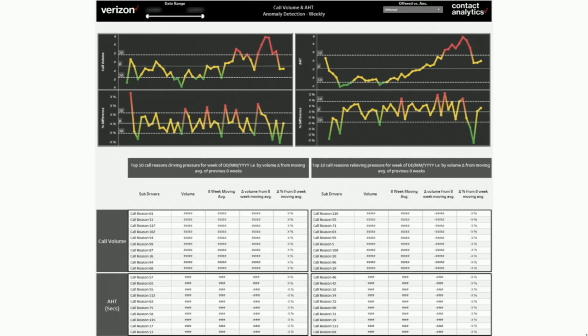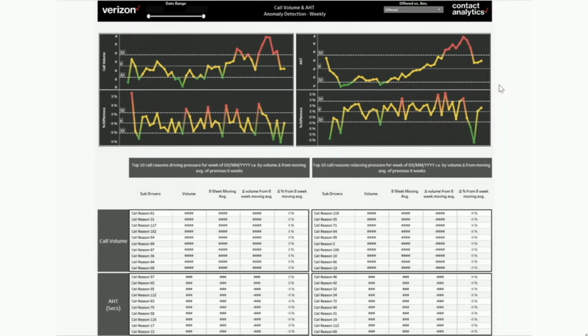And it would detect a bad anomaly when it goes above the standard deviation, and a good anomaly when it goes below one standard deviation of our thresholds. The bottom graphs show you the top 10 call reasons driving pressure for that particular week. So this is a weekly trend line that you're seeing. And what you can now look at is, for that particular week where the anomaly is detected, you can see the top drivers that are causing the variance from our 8-week moving averages.